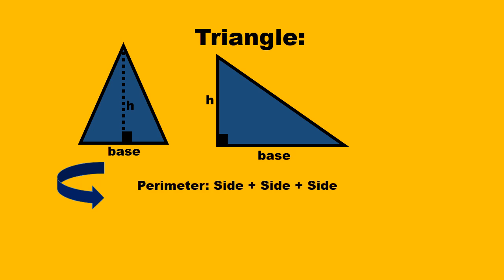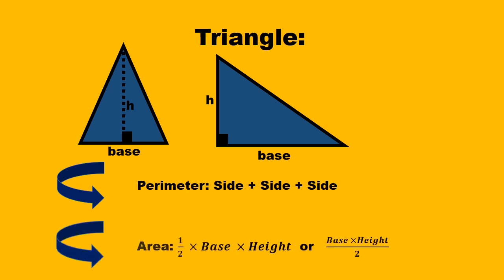The perimeter of a triangle, again, is just where you add all the sides together. And the area is half times base times height, or you can use base times height divided by 2.